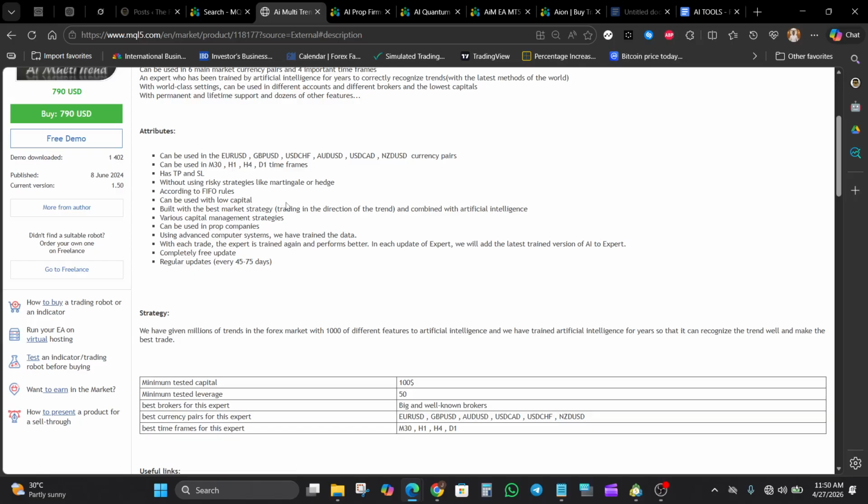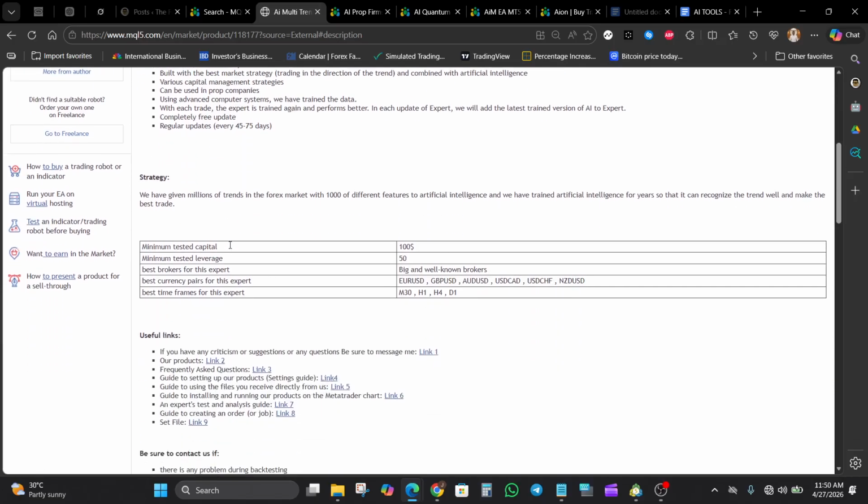This tells me the system is not relying on dangerous recovery strategies like martingale or hedging, which is actually a positive sign for stability. Another interesting part is the capital management system. The EA claims to adapt to different account sizes, even low capital accounts around $100 minimum test balance. That flexibility is useful, but in real trading, execution quality will still matter heavily.